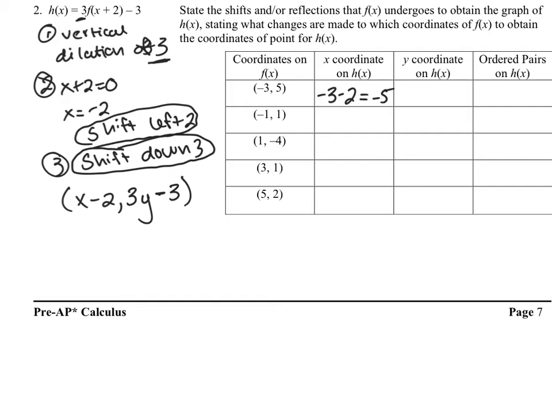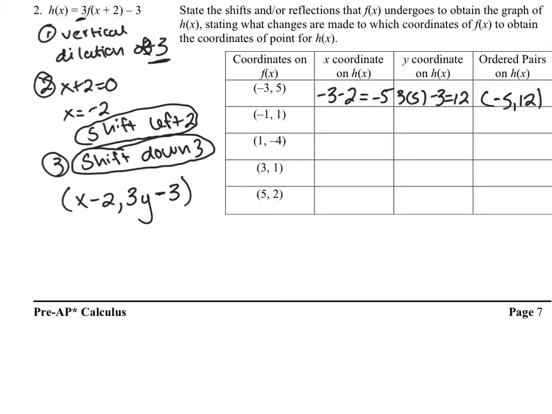Moving on to the y coordinates, so let's start with 3 times 5 minus 3, okay? 15 minus 3 is 12, right? 3 times 5 is 15, minus 3 is 12. So our ordered pair is -5, 12, okay?